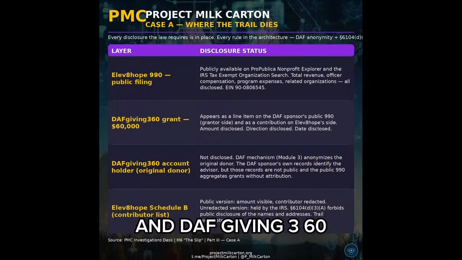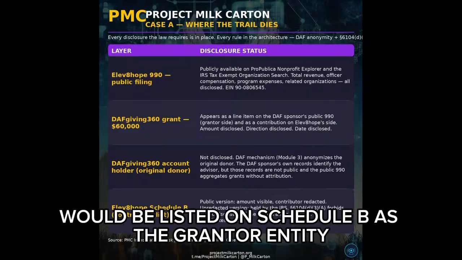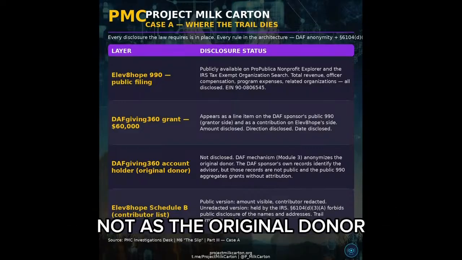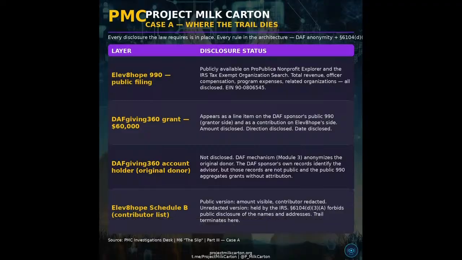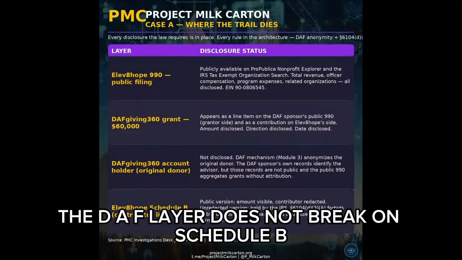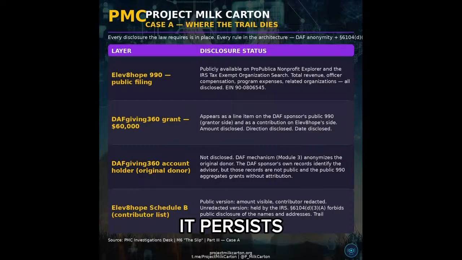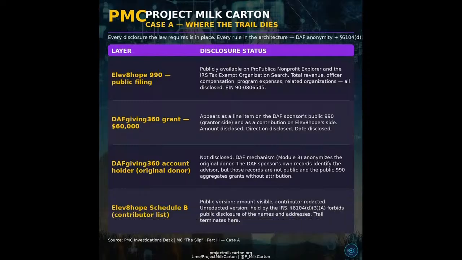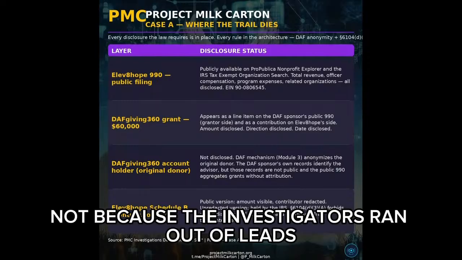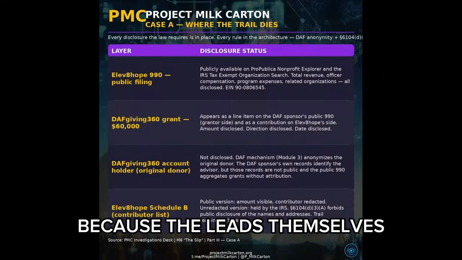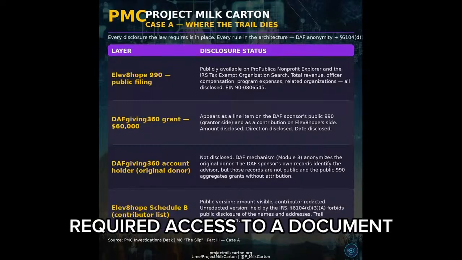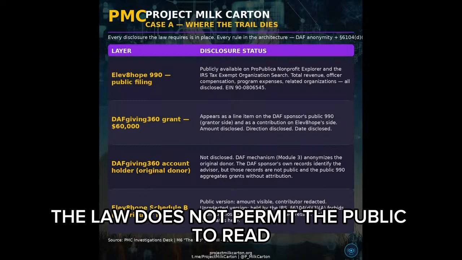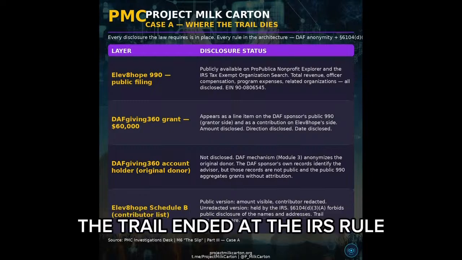And DAF Giving 360, as the DAF sponsor, would be listed on Schedule B as the grantor entity, not as the original donor. The DAF layer does not break on Schedule B. It persists. That is where investigation OP 2026-0009 hit the statutory wall. Not because the investigators ran out of leads, but because the leads themselves required access to a document the law does not permit the public to read. The trail ended at the IRS rule.